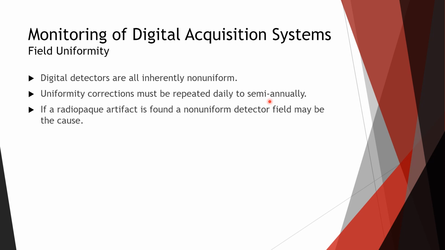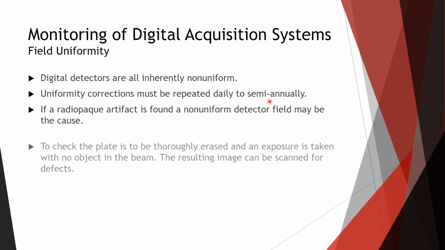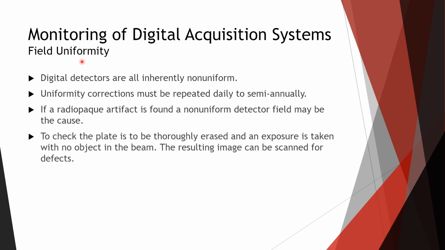If a radiopaque artifact is found, a non-uniform detector field may be the cause. So if there's an artifact found in the image, this would be the field uniformity, a non-uniform detector field. So there may be something wrong with the detector. To check, the plate is to be thoroughly erased, and an exposure is taken with no object in the beam. So this would be like CR. If there's a ghosting artifact, perhaps you should do a thorough erasure of it, and the resulting image can be scanned for defects.